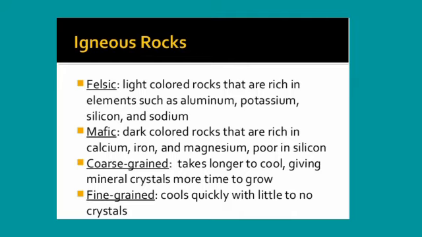Children, igneous rocks can be further grouped as felsic, light-colored rocks that are rich in elements such as aluminium, potassium, silicon and sodium, and mafic, dark-colored rocks that are rich in calcium, iron and magnesium, and poor in silicon. Coarse-grained, intrusive igneous rocks, as we can call them, take longer to cool, giving mineral crystals more time to grow. Fine-grained, extrusive igneous rocks cool quickly with little or no crystals.